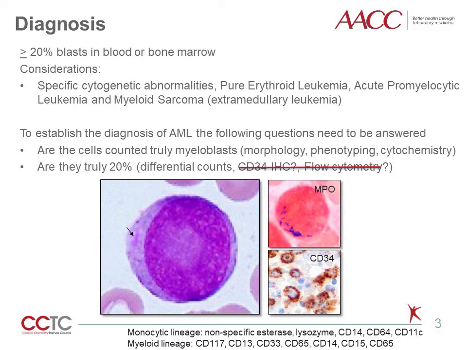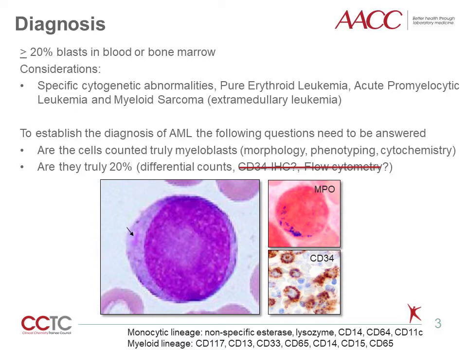The second question is of enumerating the blasts. This can be done by differential counts of the blood or bone marrow. Sometimes CD34 immunostaining or assessment of cellular events in the blast gate on flow plots are thought to help in this enumeration. However, not all blasts are CD34 positive, and the flow specimen may not be representative of the marrow. Therefore, flow and IHC should not be used to establish the 20% cutoff.